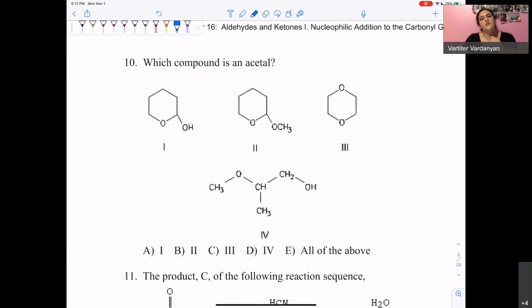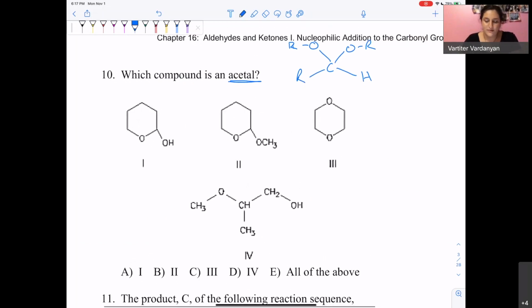So this one is super similar to the one we did before. It's asking for an acetal. And once again, I'm going to draw the general structure of an acetal, and I want to look at the answer choices and figure out which one could potentially be correct.